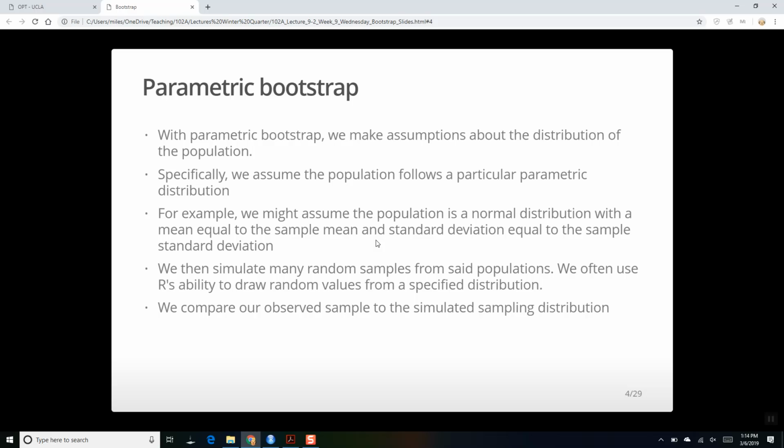So you have like, I don't know, the Prussian army horse kick death data. You guys know about that? Okay, no, never mind. All right, look it up. It was a classic example of the use of the Poisson distribution from the Prussian cavalry.